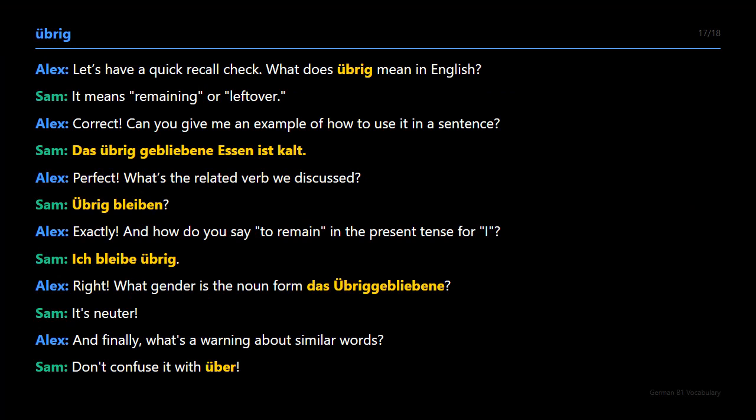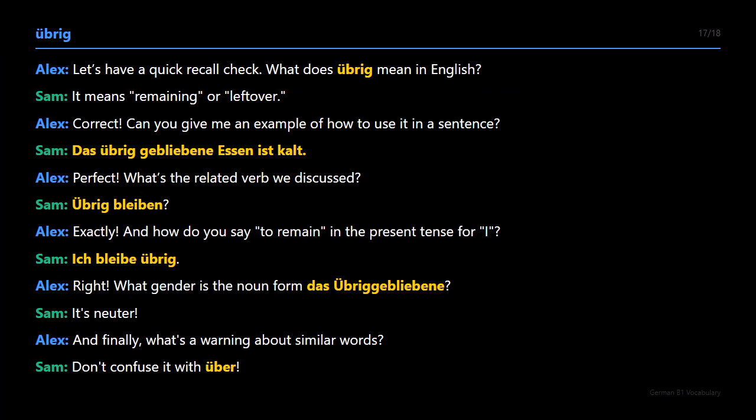Let's have a quick recall check. What does übrig mean in English? It means remaining or leftover. Correct. Can you give me an example of how to use it in a sentence? Das übrig gebliebene Essen ist kalt. Perfect. What's the related verb we discussed? Übrig bleiben.